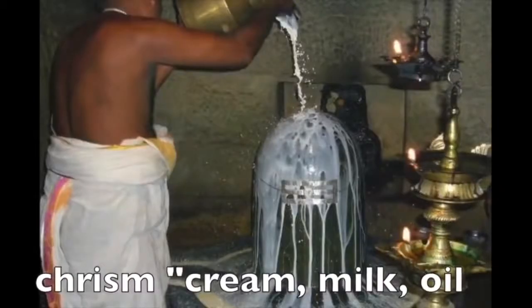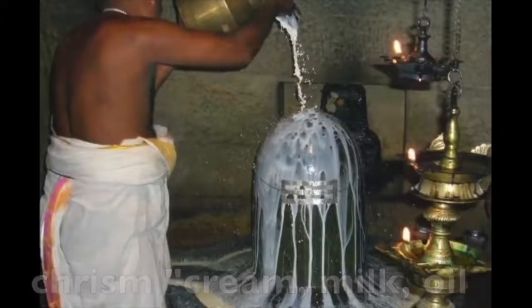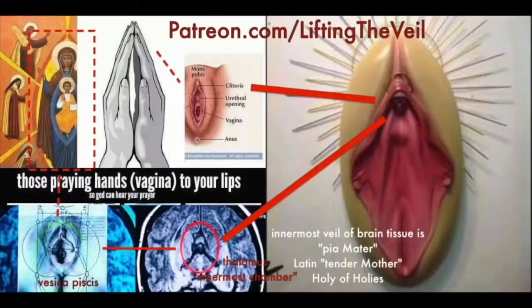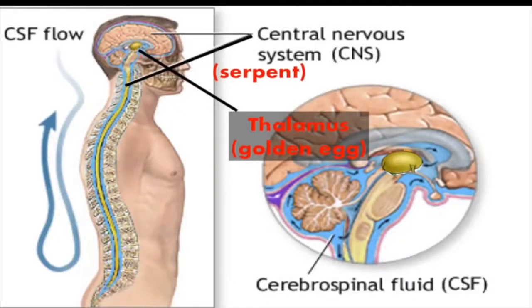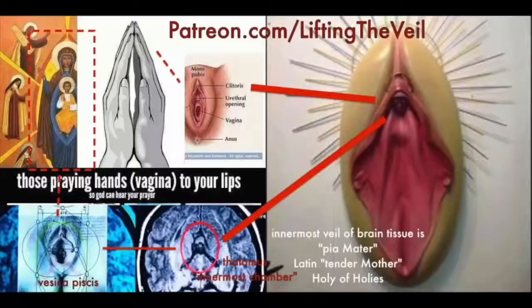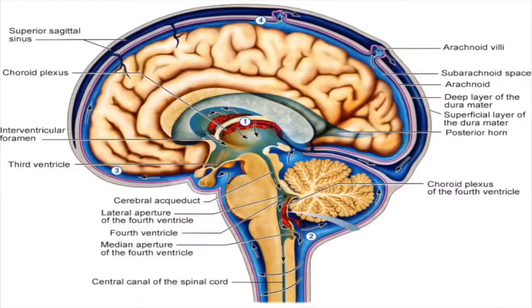And the pia mater, the tender mother, actually produces 70% of the body's cerebrospinal fluid. In other words, the pia mater, the tender mother, literally produces the Christ. The pia mater literally produces the chrism, the cerebrospinal fluid, the holy, the sacred oil, the anointing oil.